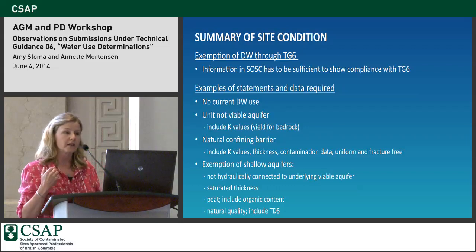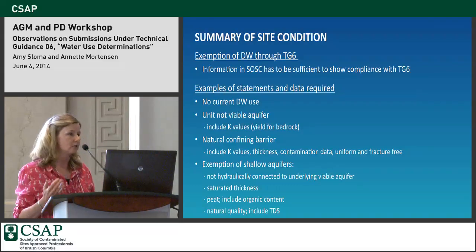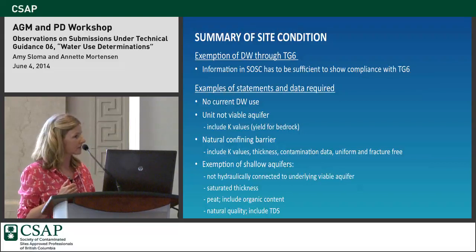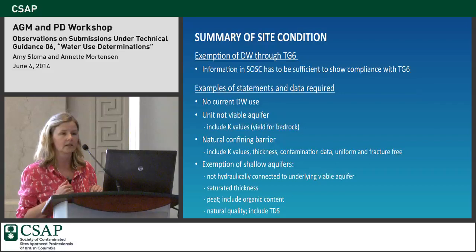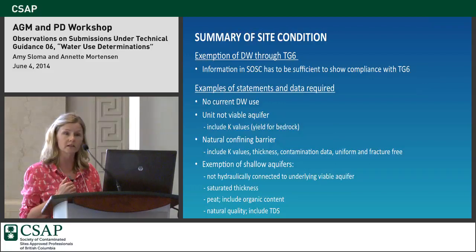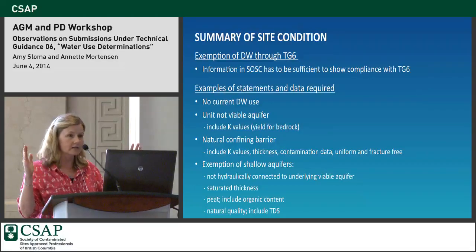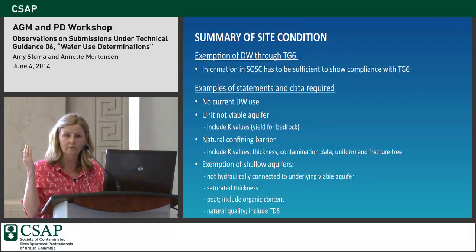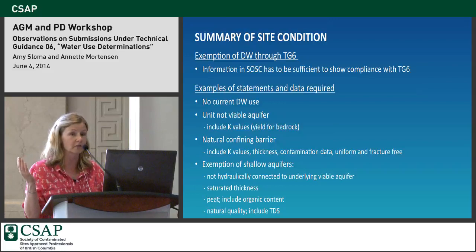If you have a natural confining barrier, again, include your K values. Here, again, you use your maximum value if you have less than 6 wells, or you can use your 90th percentile if you have more than 6 wells. Include the thickness. We need to see that you have 5 meters of this if you have a hydraulic conductivity that's less than 10 to the minus 7. And if you're in that 10 to the minus 6, 10 to the minus 7 range, then you need to calculate your equivalent thickness and show that you have that thickness on your site.